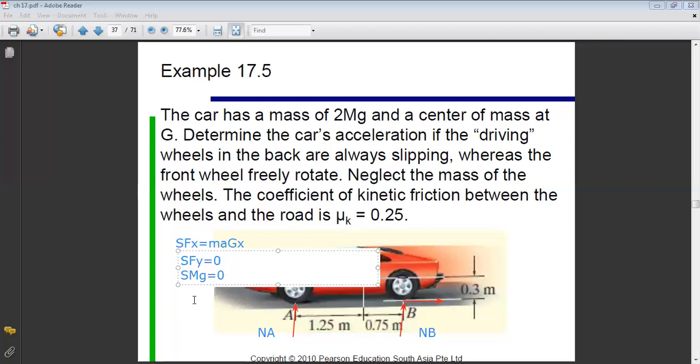Now, who can tell me whether the friction force is to the left or to the right? How can I know?